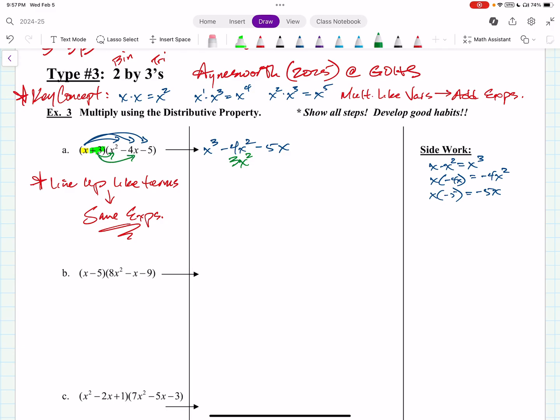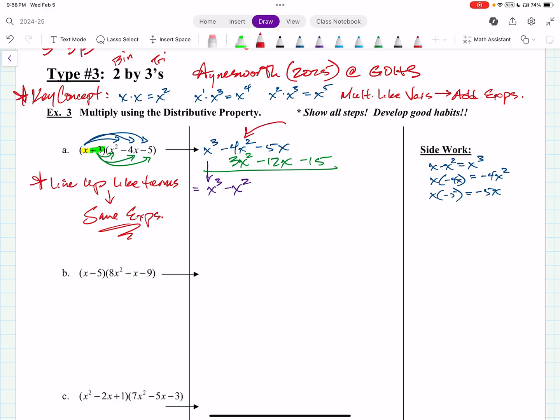And 3 times negative 4x is a negative 12x. So line up the x's there. And then 3 times negative 5 is negative 15. And then at this point, you want to add vertically because you can only add like terms. So this is equal to x cubed, the third degree term here. And then I've got a negative 4x squared plus 3x squared, or you can switch it around, 3x squared minus 4x squared, and that's a minus x squared here. Negative 4 plus 3 is a negative 1, that's why. And remember, when you're adding like terms, the exponent does not change.